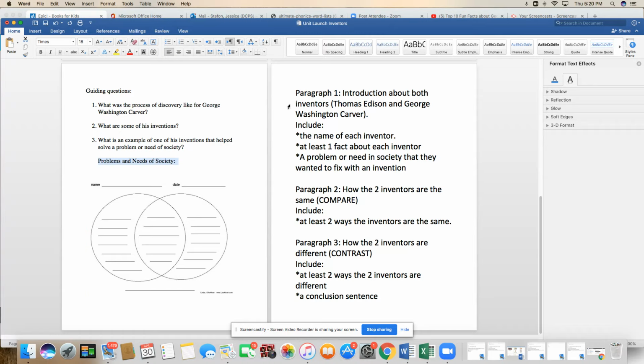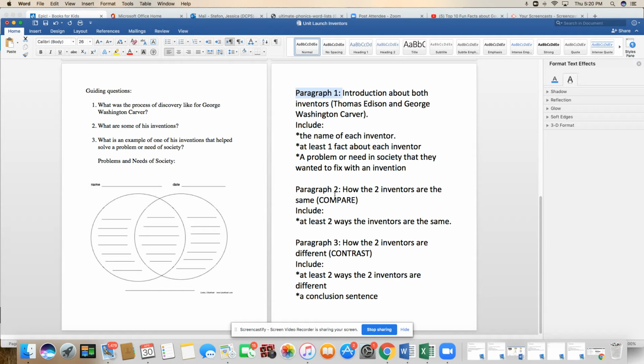So just to go over what the essay is going to look like, it's going to be a 3-paragraph essay. Paragraph 1 is going to be your introduction about both inventors, Thomas Edison and George Washington Carver. I want you to make sure to include the name of each inventor, at least one fact about each inventor, and a problem or need in society that inventor wanted to fix with an invention.